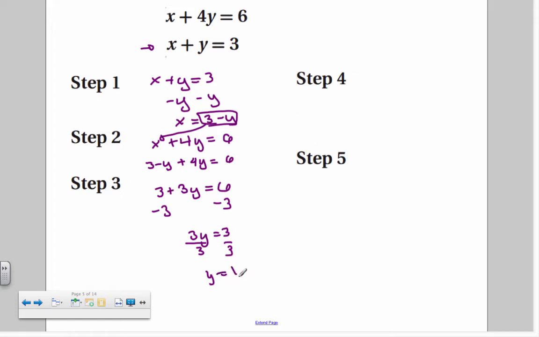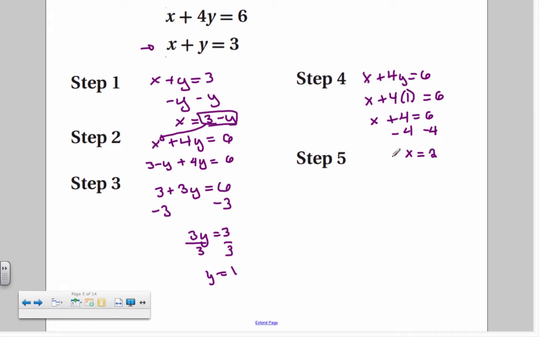Step 4 now says, okay, now that you know what your variable equals, go ahead and plug it into one of the two equations. I'll go ahead and plug it into the first one since that's not the one that I solved for. It's here, this is x plus 4y equals 6. If I plug in my y to be 1, this becomes x plus 4 equals 6. Subtract 4 from each side, and I get x equals 2.